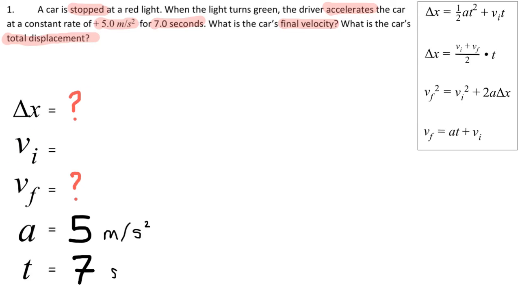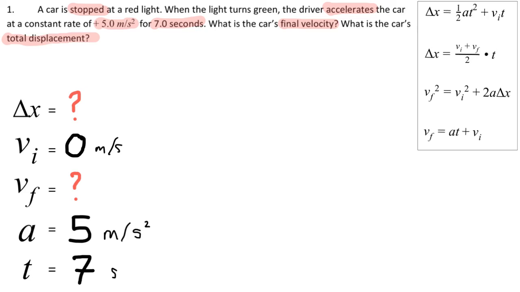Now, is there any information that tells us what the initial velocity was? There's no numbers in here, but we can actually infer this information because it says that the car is stopped at the red light. If a car is stopped, we can infer that the initial velocity was 0 meters per second. So we're done with our variables.